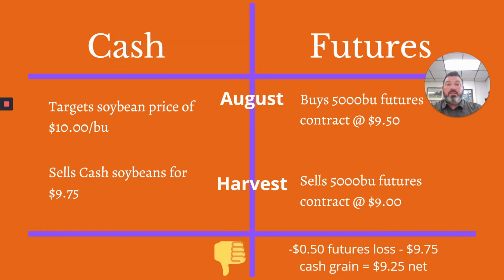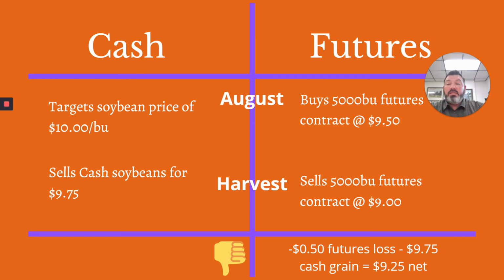Let's do another example on soybeans. So let's say we targeted a price of $10 a bushel for soybeans. August rolls around, we're trying to book some soybeans and protect some price. And we go out there and we go long. We think the market's going to go up and buy a futures contract at $9.50 a bushel on those 5,000 bushels in August. Harvest time comes a month and a half later, and we have a semi-load of soybeans.